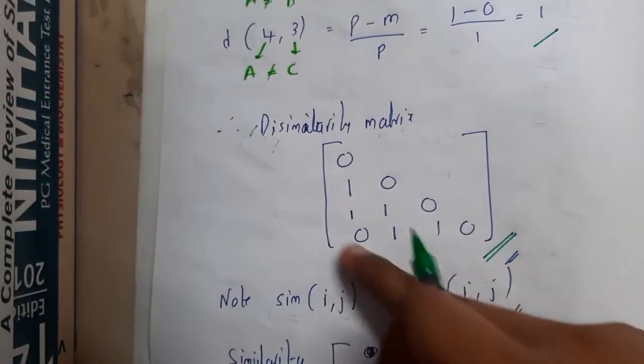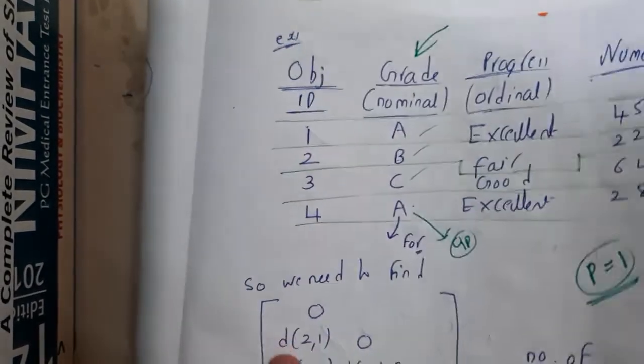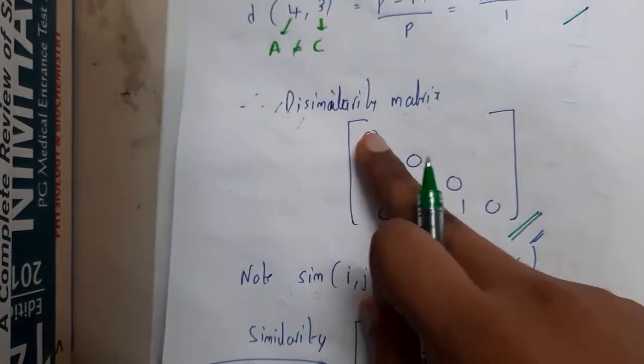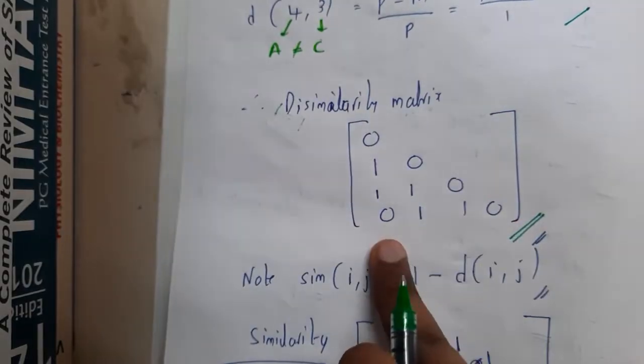You can even directly write it, guys. Basically, how many matches are there? Only 4, 1 will match. That's it, right? So in the rest of the places, you can directly write 1. Only in 4, 1 and the self matrix, the diagonal values, you will be writing zeros. That's it. Got it?